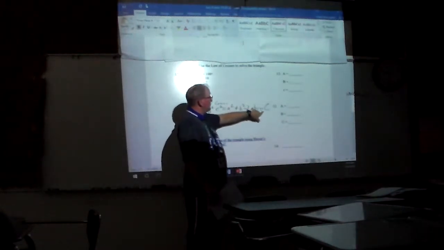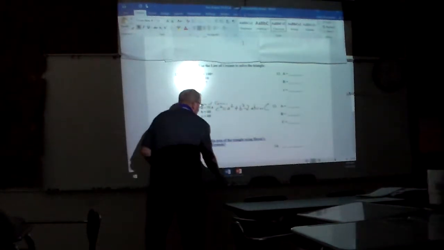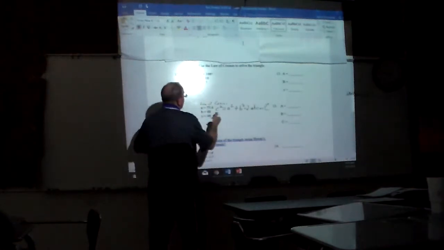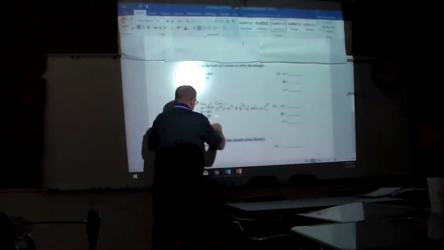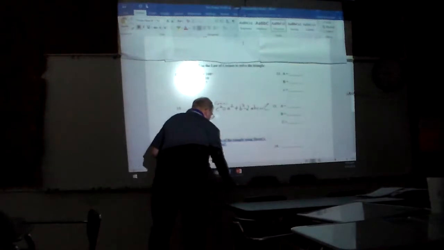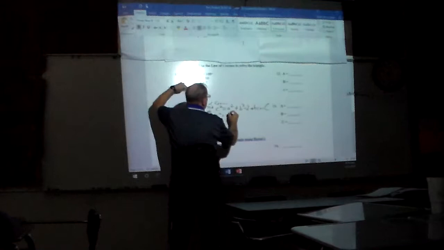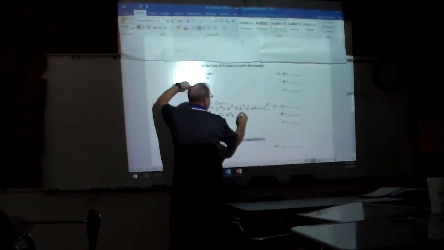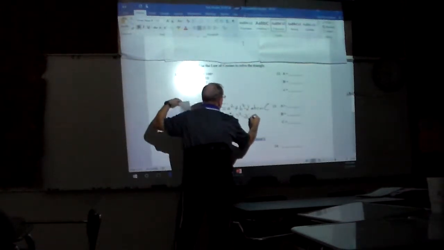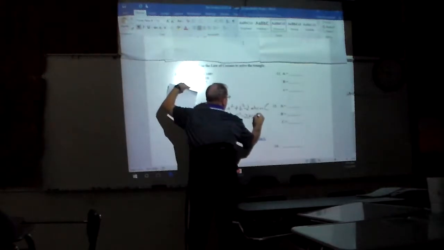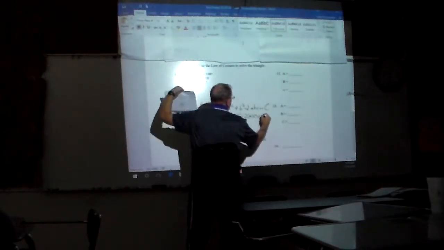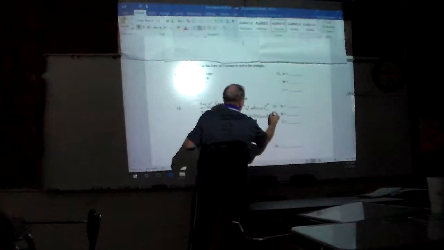2 times AB times the cosine of C. So what I'm going to do is just plug it in. So C squared will equal A, which is 10, so 10 squared, plus 7 squared, minus 2 times 10 times the 7 for B, times the cosine of 108 degrees.